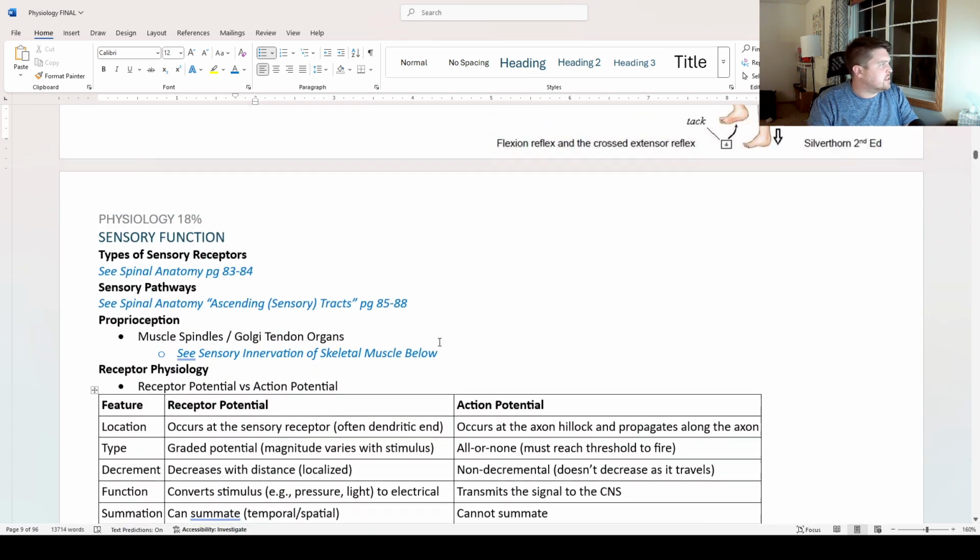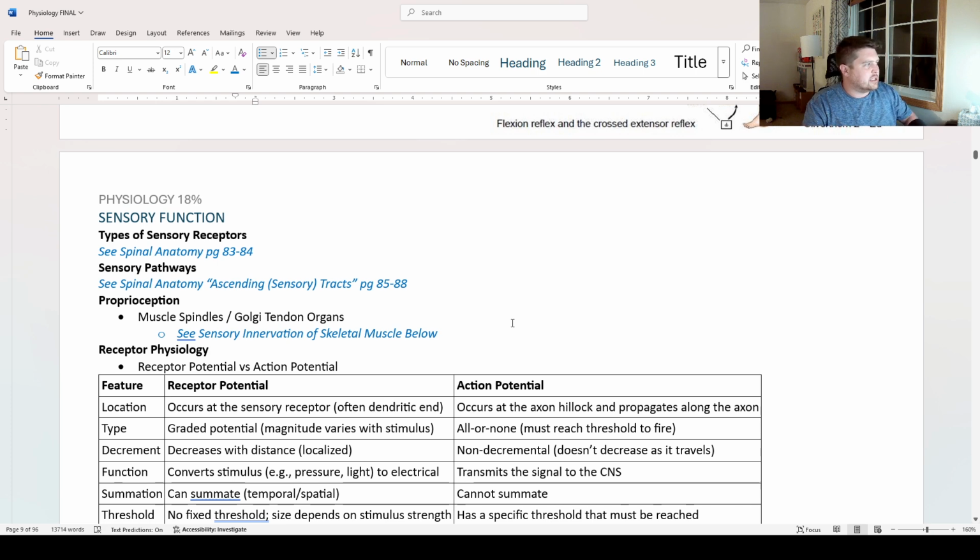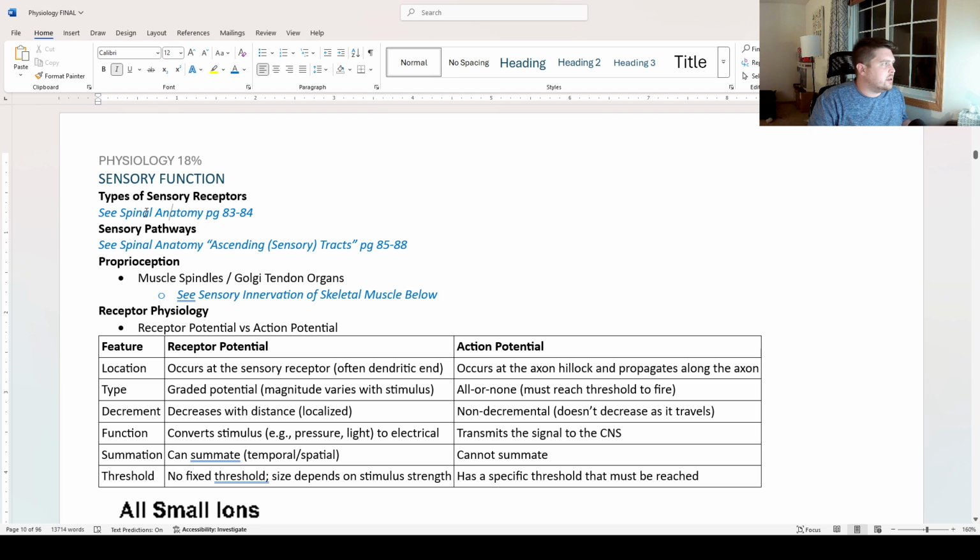Okay, we'll go ahead and end this one here, and then we'll talk in the next one about sensory function. Again, we do see quite a bit of this is covered in the spinal anatomy section, so that kind of helps us a little bit not have to dive as deep into this material.